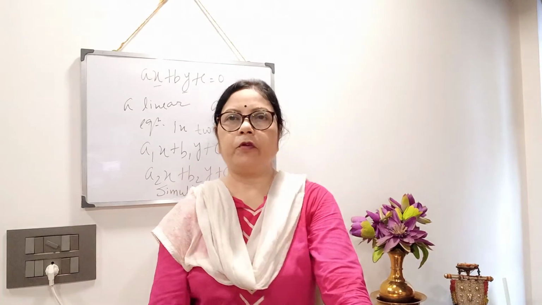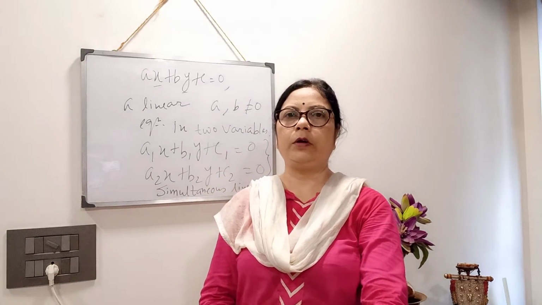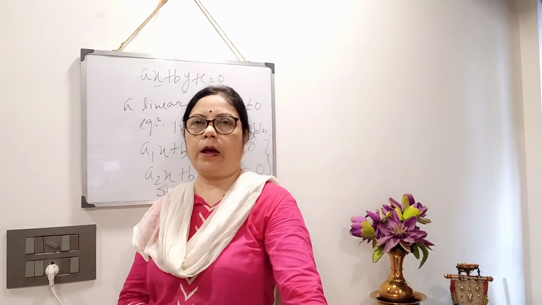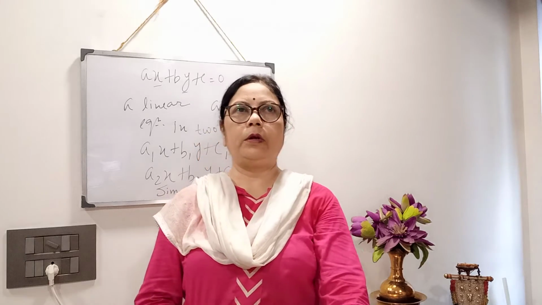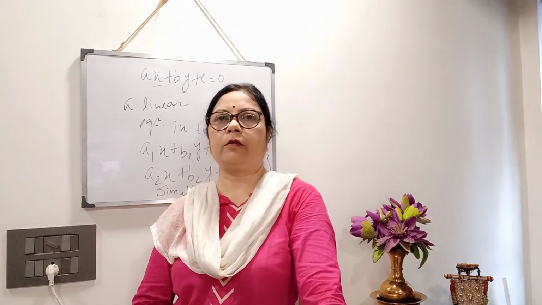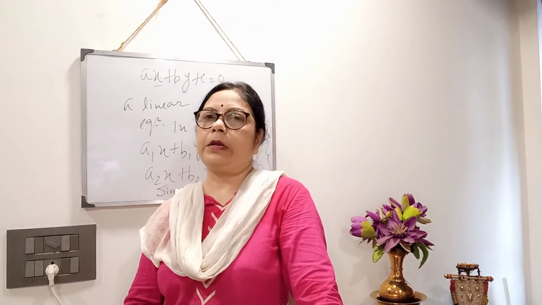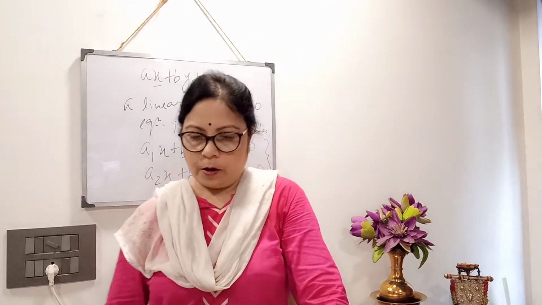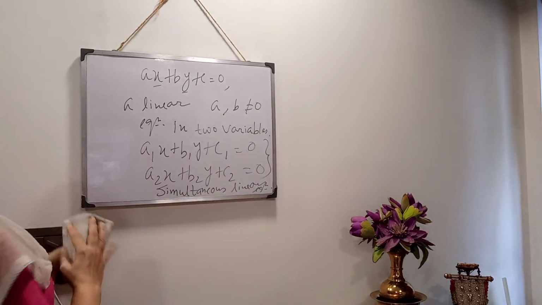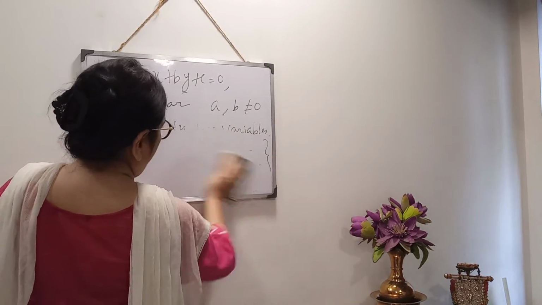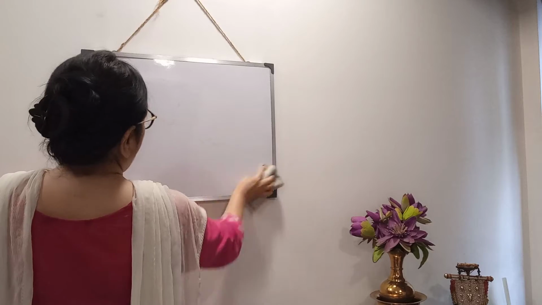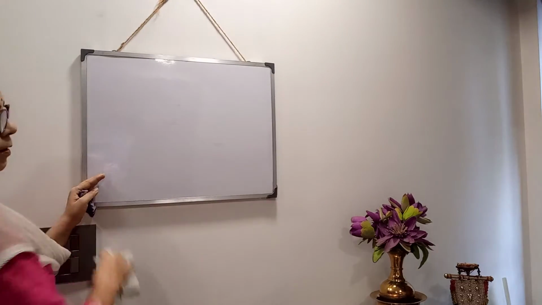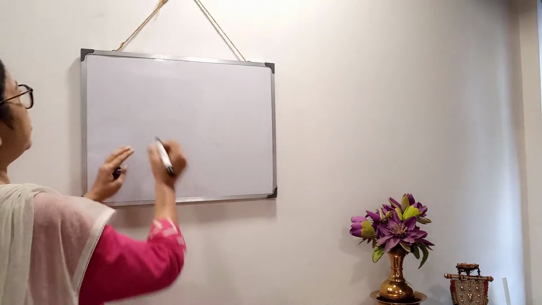Clear? There are different methods of solving simultaneous linear equations. One is comparison method, another is elimination method, that you know already from class 8, and then third one is substitution method, and fourth one is cross multiplication method. Clear? Now first, before starting that, I will say by comparing the coefficients how to say whether these equations are solvable or not. Clear?